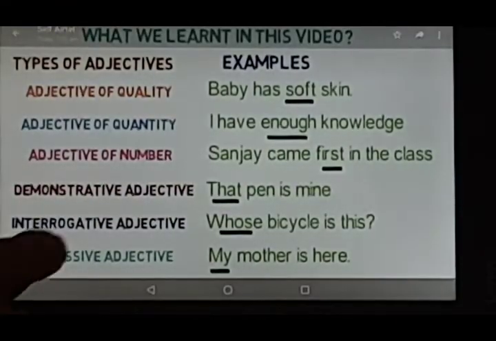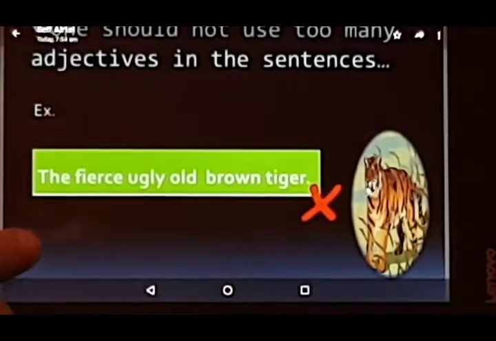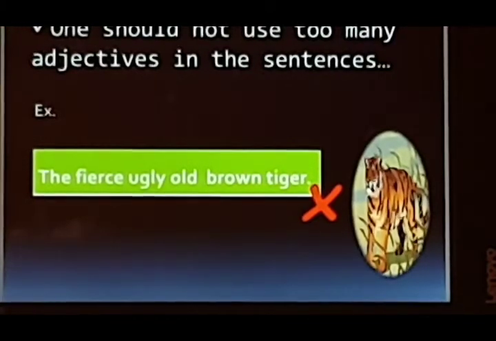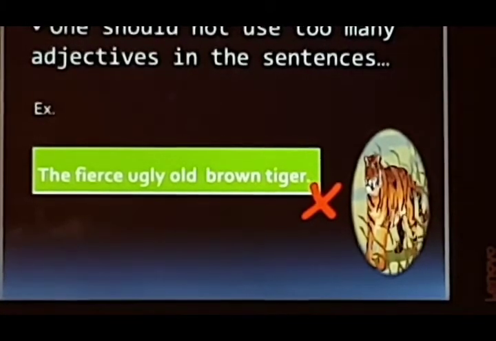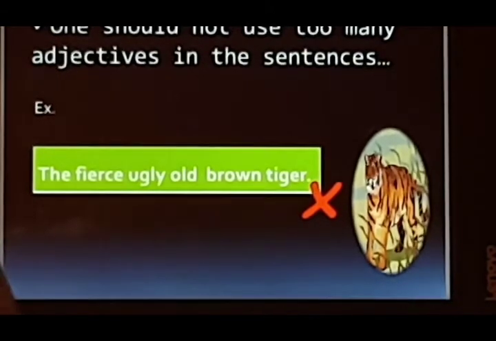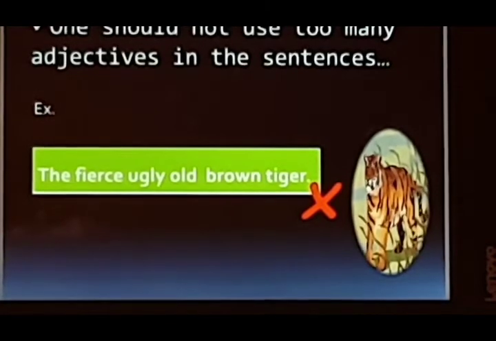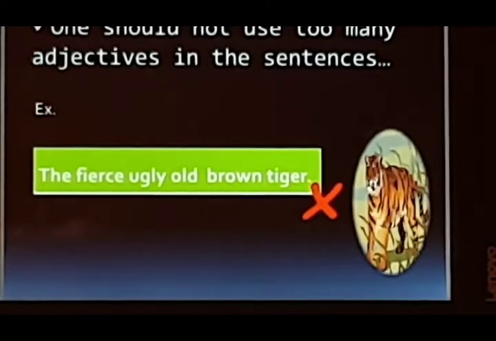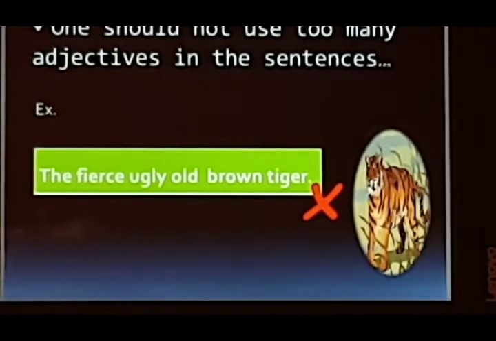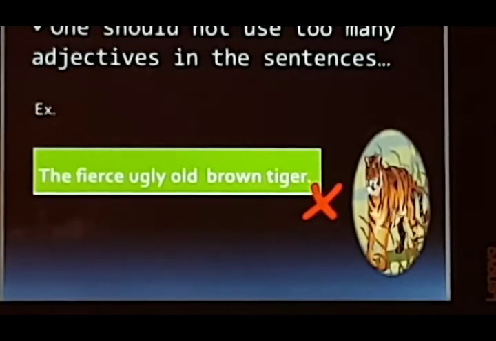Now something you must always remember. One should not use too many adjectives in a sentence. So if you want to write good English, just because you know the vocabulary, you should avoid using too many adjectives. Only use adjectives which are relevant to the sentence, which doesn't give the impression that you have been overdoing it, that you have been using words in a wrong manner.